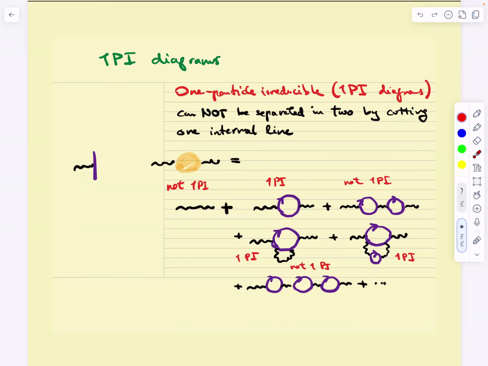Or for example, is, say, this diagram. Let's see. Is this diagram 1PI?